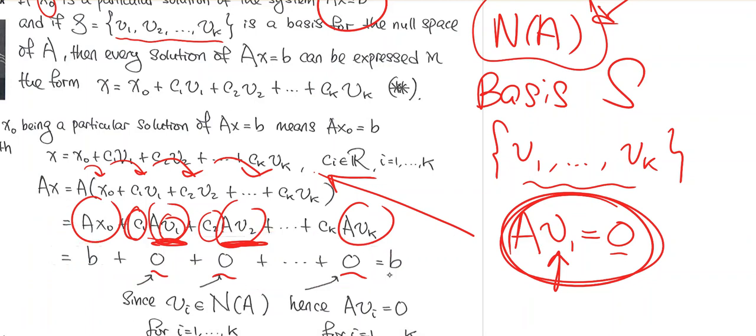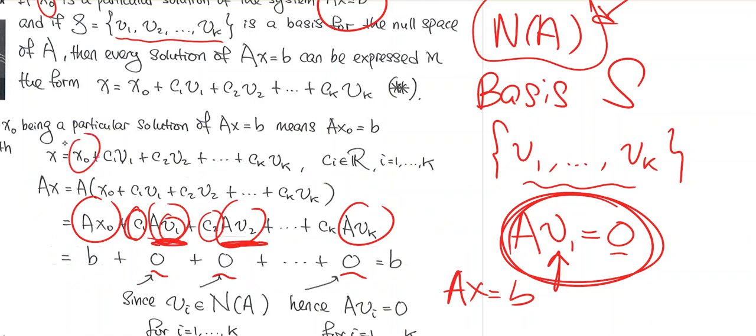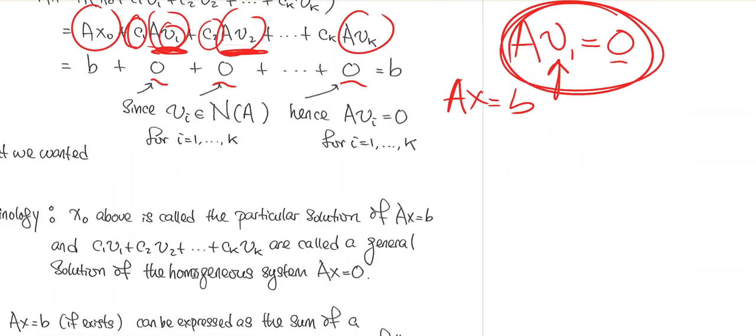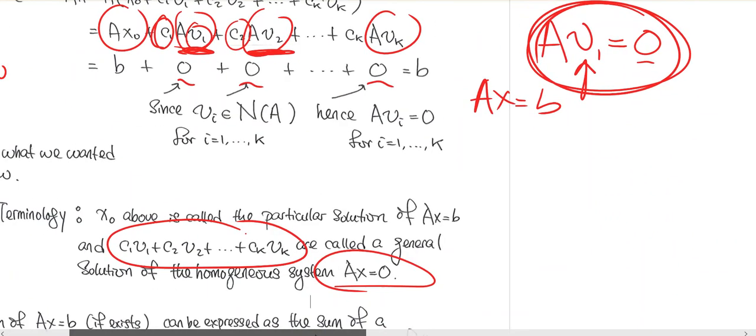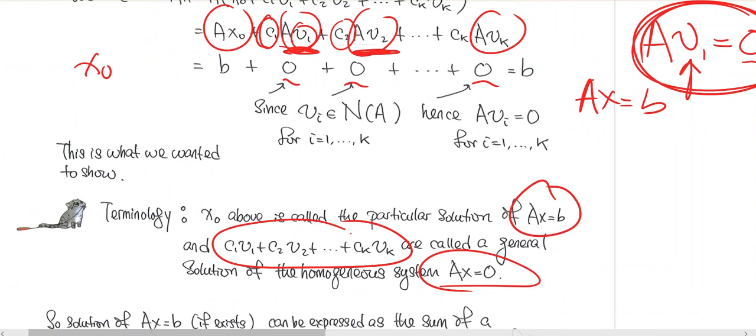So A of this X equals B. All the solutions for the system AX equal to B can be written as X naught plus this, which is known as the general solution for AX equal to 0. These are called the general solution for the homogeneous system AX equal to 0. So using this terminology, the solutions for AX equal to B are the sum of the particular solution and the general solution of the homogeneous system. So it's written in two parts.